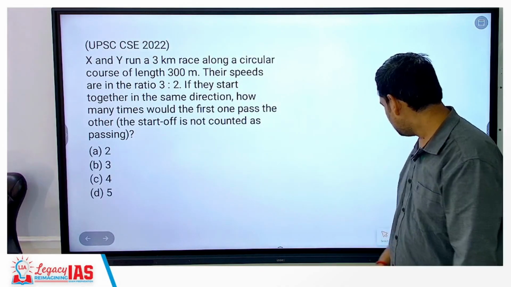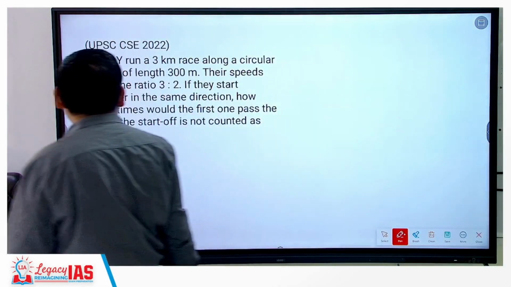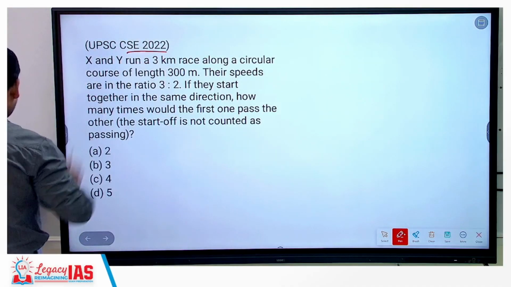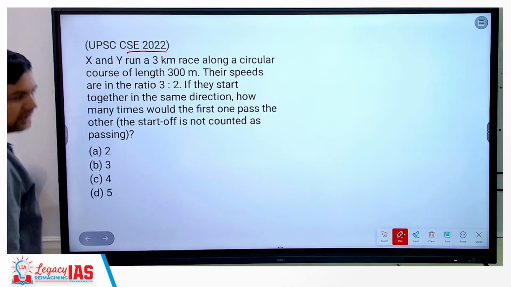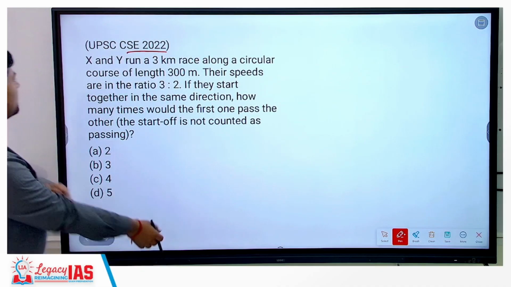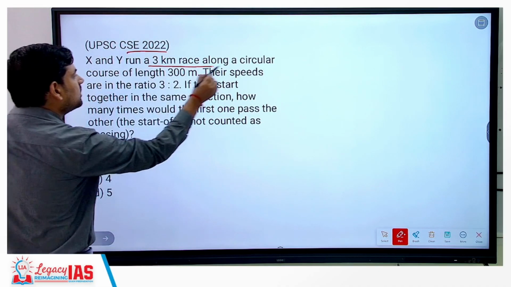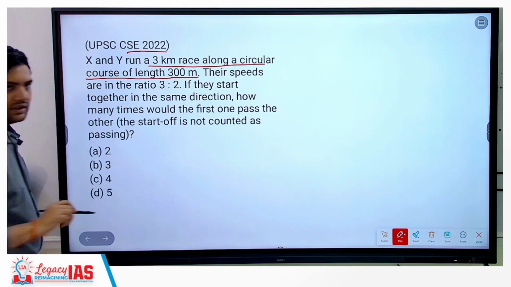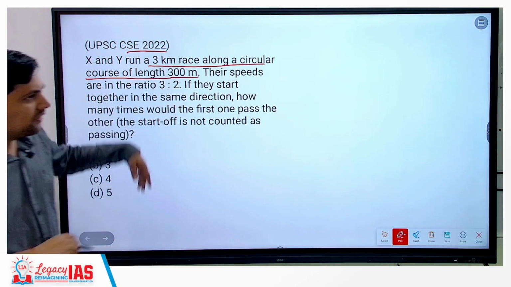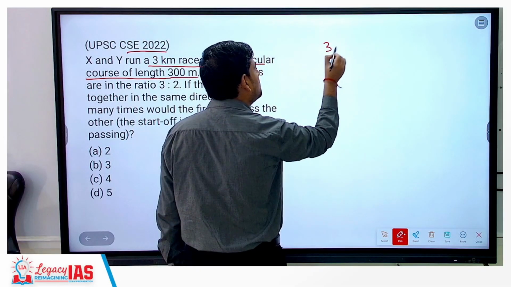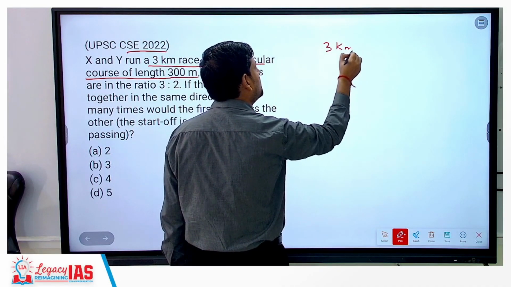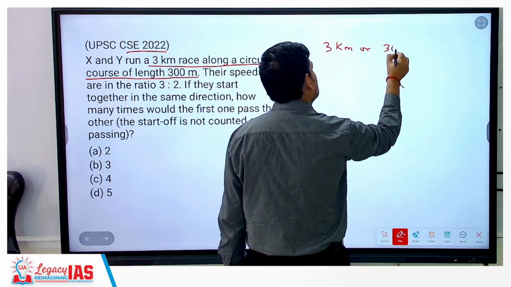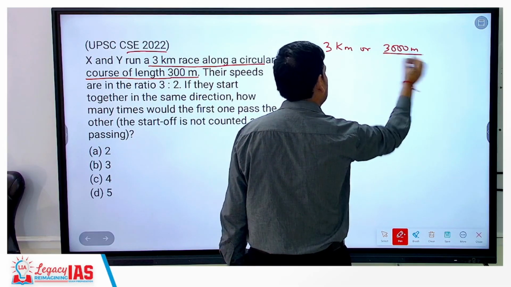Yeah, all these are PYQs only. So this was asked in CSE 2022. Now what does it say? X and Y run a 3-kilometer race along a circular course of length 300 meters. Now what is the length of the total race? Total length of the race is 3 kilometers or 3000 meters.